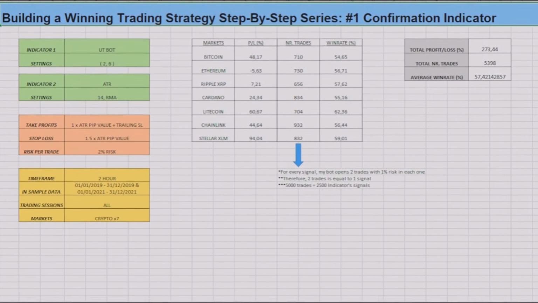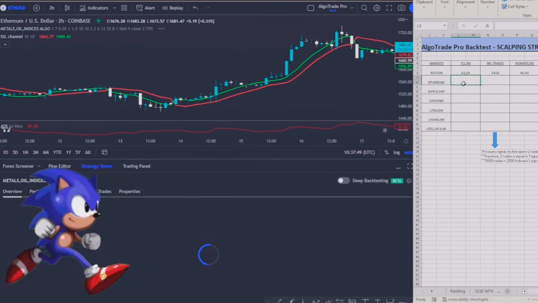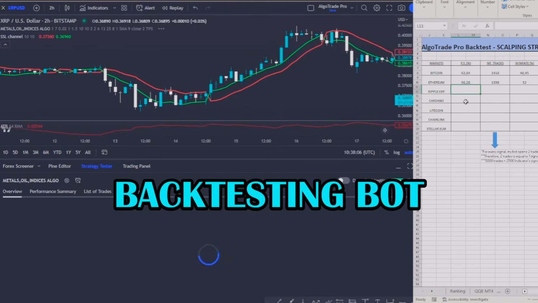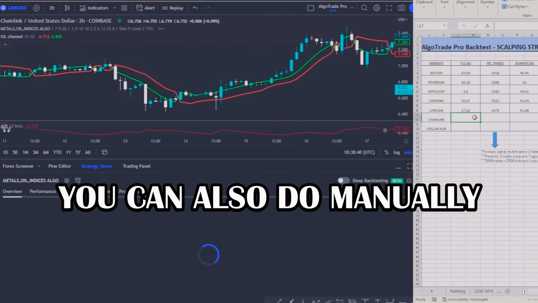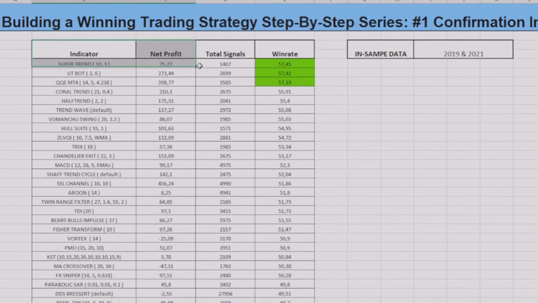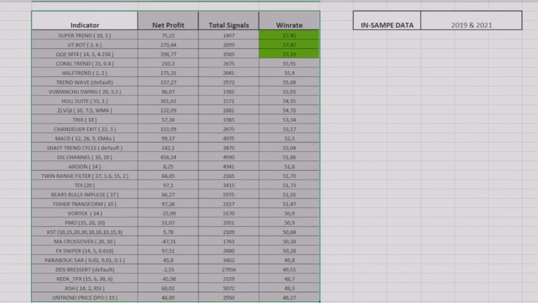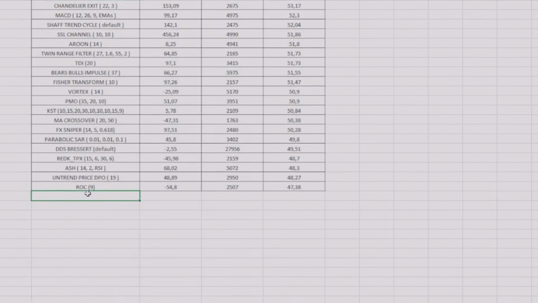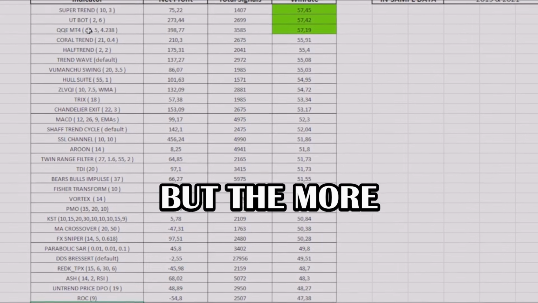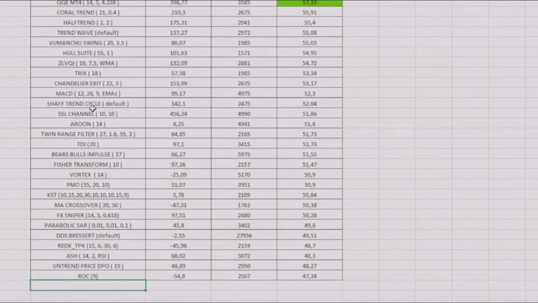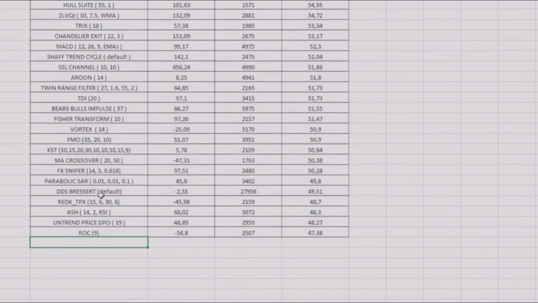Here are all the results. As you could see through some clips I was showing, I used my backtesting bot to help me, but everything I did you can also do manually. I tested about 30 different confirmation indicators and put them in this table to compare them. Here there is no specific number of indicators to test, but the more you test, the better, as you increase the probability of finding good indicators.